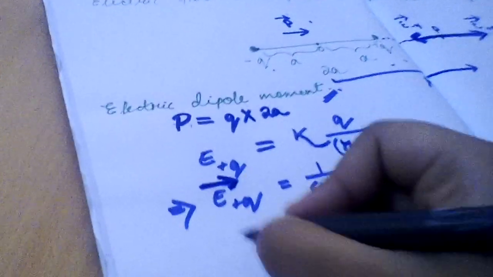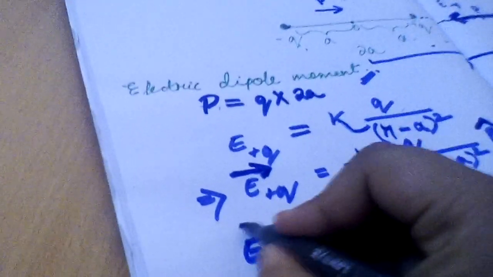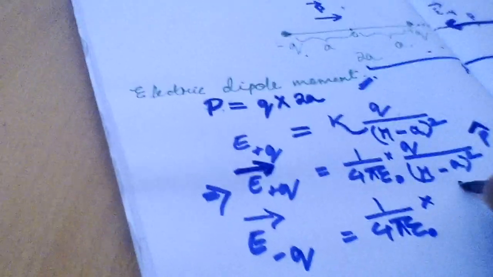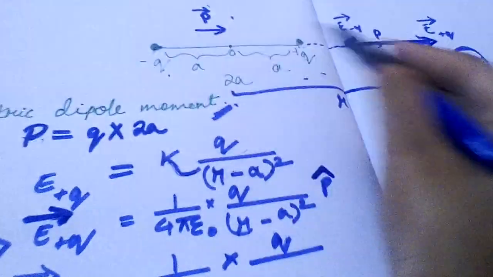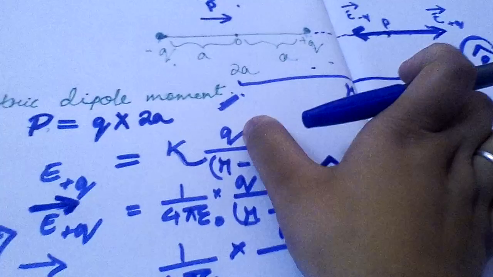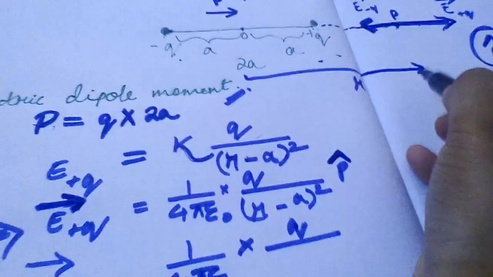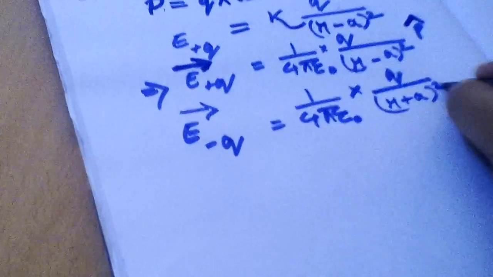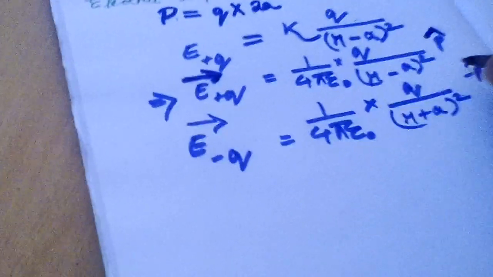Next up, E minus q equals 1 by 4 pi epsilon naught. I'm writing this directly in the vector form, q over distance squared. Now the distance between minus q charge and P, what is it going to be? This is r, this is a. The distance between minus q and P, of course, is r plus a. This is a and this is r, and the total gives us the distance between minus q and P, so it is r plus a whole square. The direction is minus p cap. Yes or no?